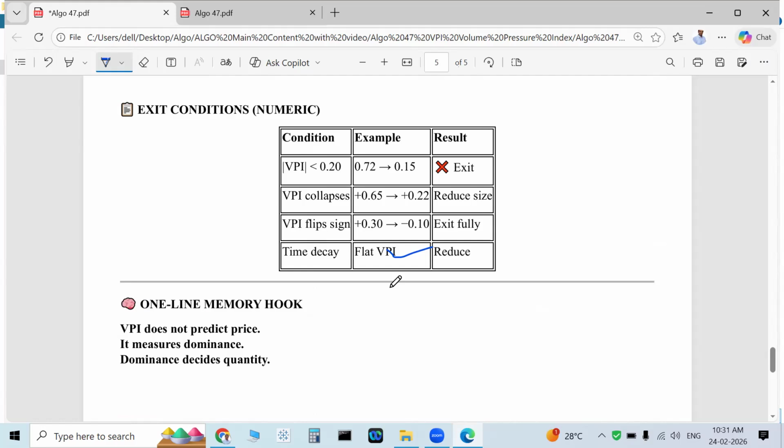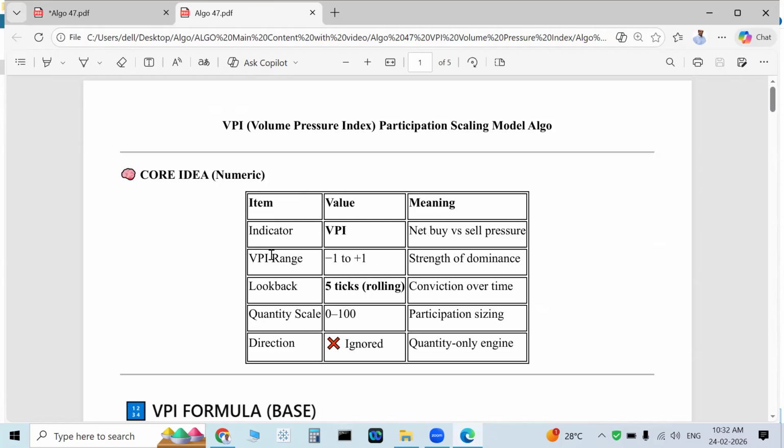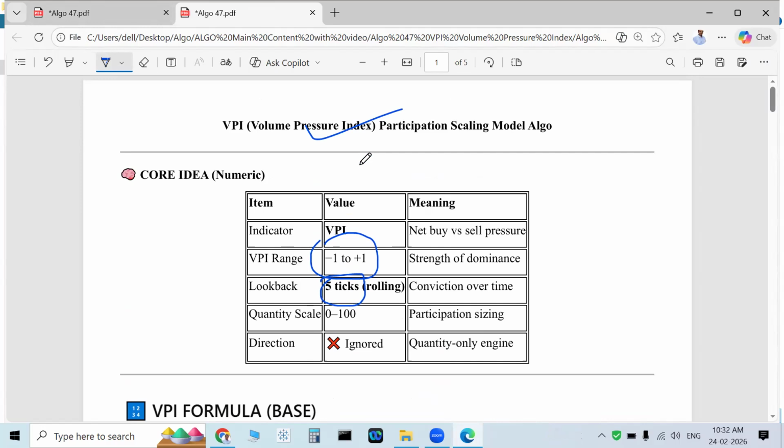This is a very good example to understand the VPI. It's kind of an index for us to understand the trading pattern. Let me explain this one more time so it will be more clear. A summary: five readings we are taking. The range of VPI is -1 to 1. Volume pressure index checks whether there is a dominance of the buyer side or the seller side, and based on that we are going to trade.